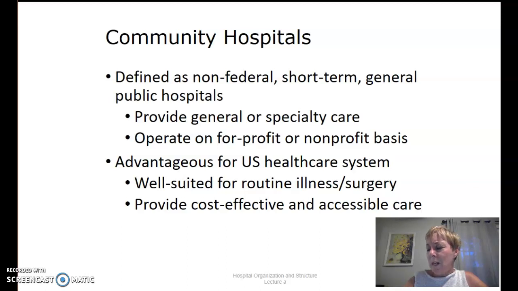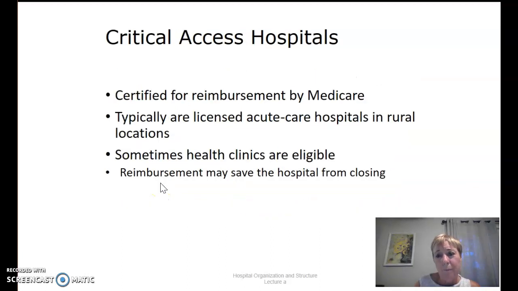The reason why community hospitals are so popular is they're well suited for routine illnesses and surgery, like a gallbladder surgery or an appendix surgery, or routine illness such as treatment of someone who has pneumonia. All around purposeful care. That's usually very cost effective, and most importantly, a community hospital provides accessible care. In a community, when you have a population who may be older, care in other facilities may be inaccessible because of distance, so a community hospital provides care at home or close to home.